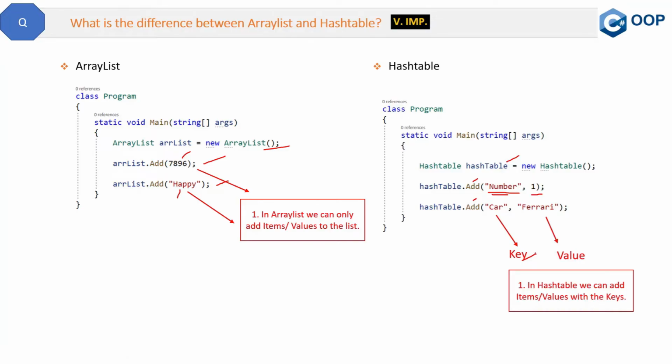So when you want to retrieve the values from the hash table, then you can directly use the keys rather than iterating the loop as you will do in the ArrayList. So this is the difference. In ArrayList we have only items and in hash table we have keys and items. So I hope you like the answer and you understand what's the difference between these two collections.